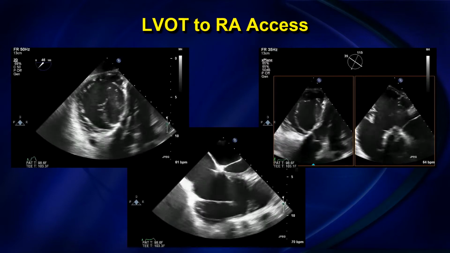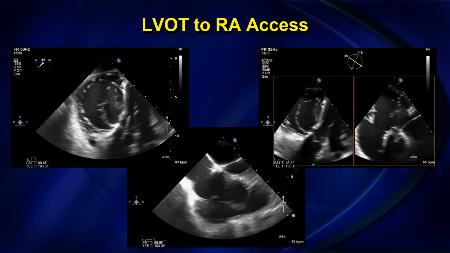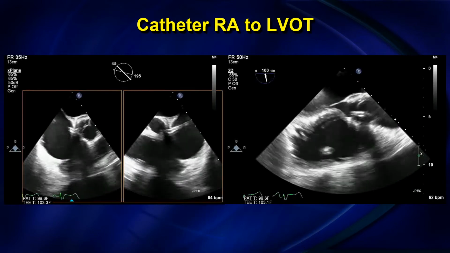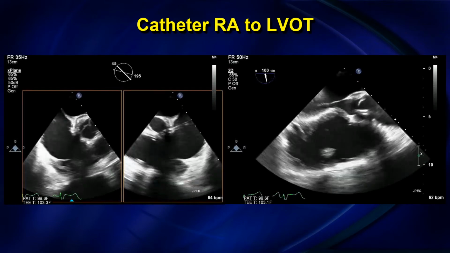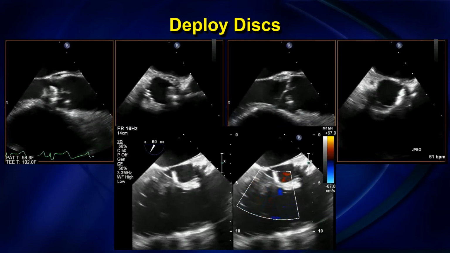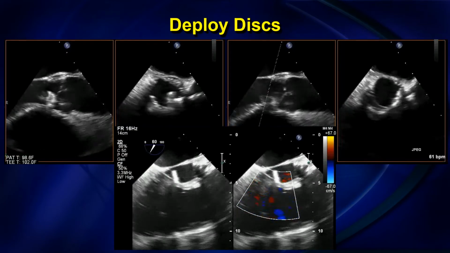So that's what we did. Here you can see a wire being advanced into the RA from the LVOT side. This was then snared in the right atrium to create a rail. A catheter was then advanced over the wire from the right atrial side, and a vascular plug was deployed to seal the defect.